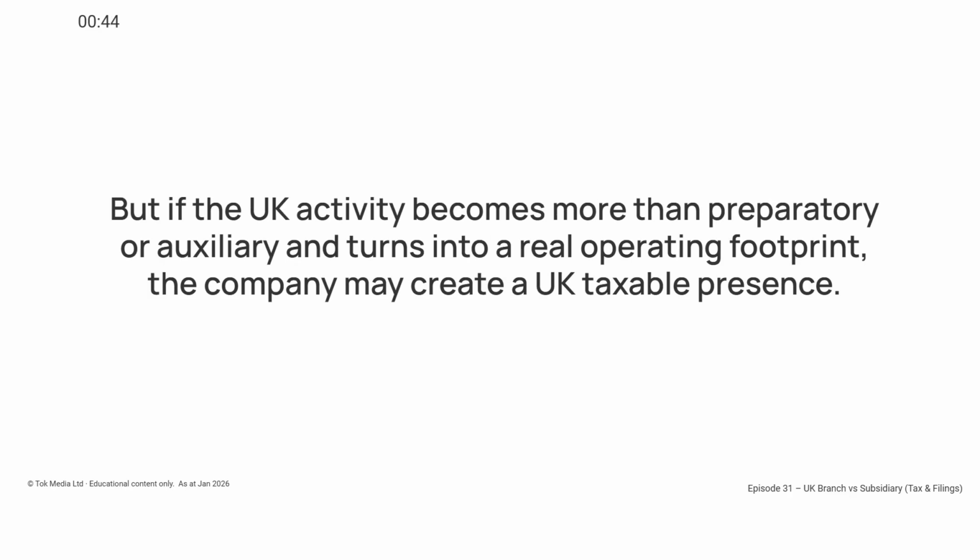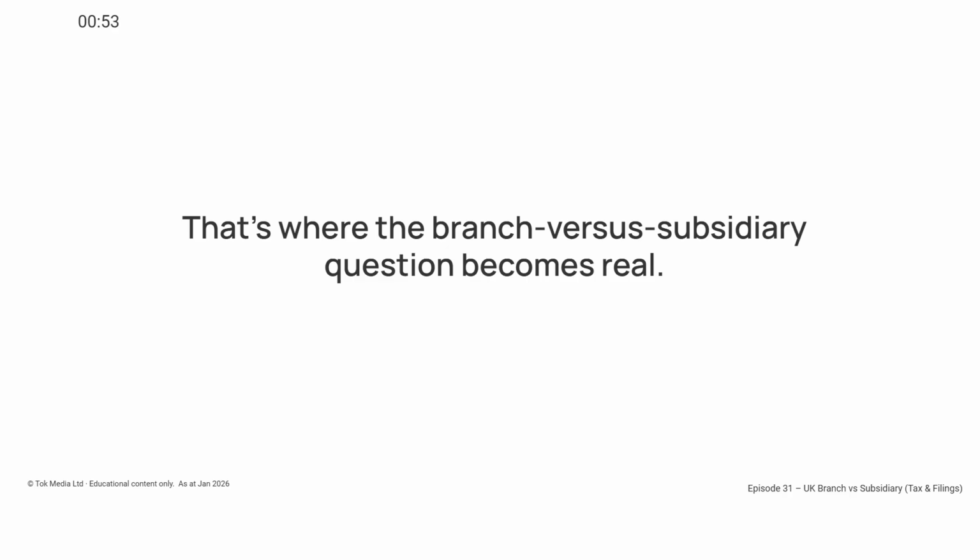An overseas company can begin UK-related activity without creating a taxable presence immediately. But if the UK activity becomes more than preparatory or auxiliary and turns into a real operating footprint, the company may create a UK taxable presence. That's where the branch versus subsidiary question becomes real.